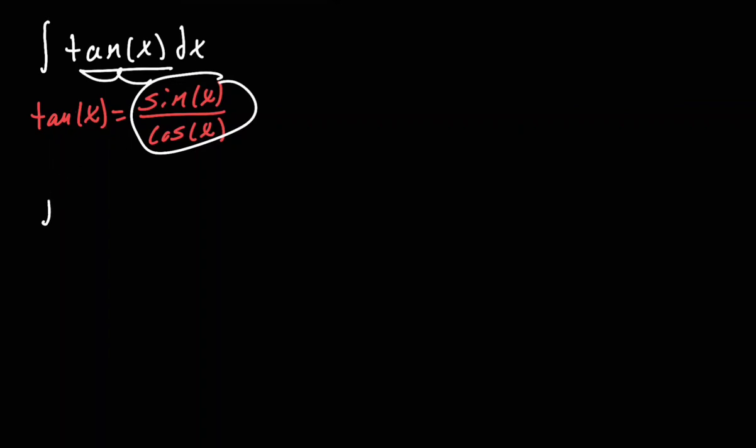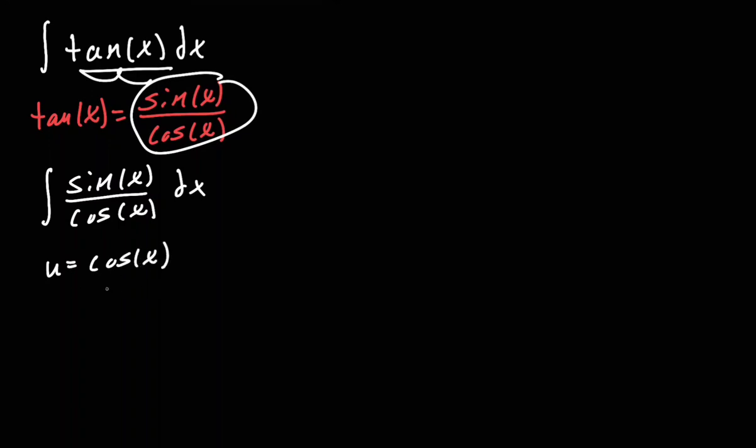So we're gonna do the integral of sine x over cosine x dx. Now what we can do here to solve this is use something called u substitution. So it makes sense for us to do u equals cosine x, and all we gotta do now is just find the derivative of cosine, which we know is negative sine x dx.